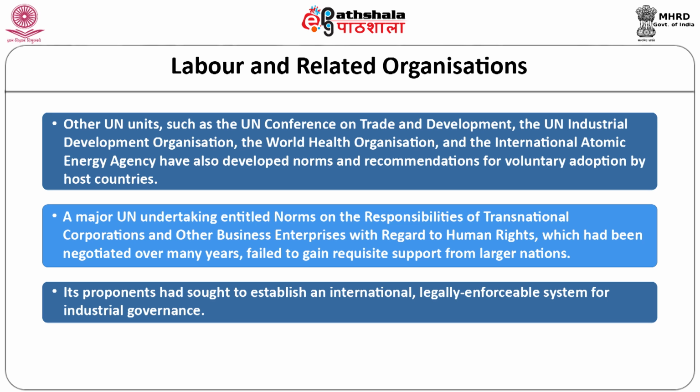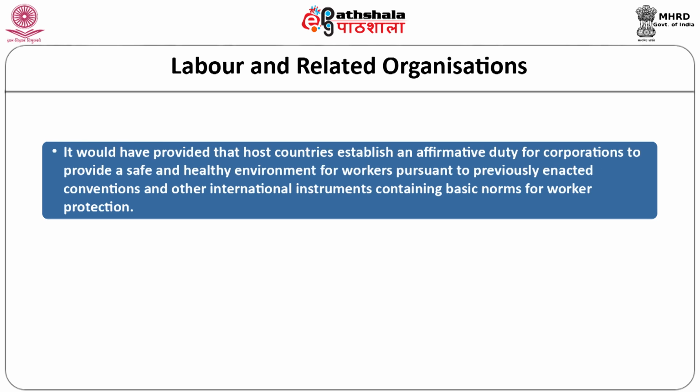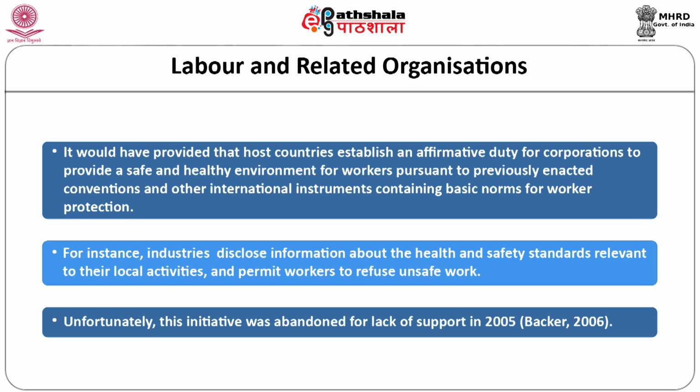Its proponents had sought to establish an international, legally enforceable system for industrial governance. Among its norms, Section 7 on the rights of the worker was a prominent substantive feature. It would have provided that host countries establish an affirmative duty for corporations to provide a safe and healthy environment for workers pursuant to previously enacted conventions and other international instruments containing basic norms for worker protection. For instance, industry would disclose information about the health and safety standards relevant to their local activity and permit workers to refuse unsafe work. Unfortunately, this initiative was abandoned for a lack of support in 2005.